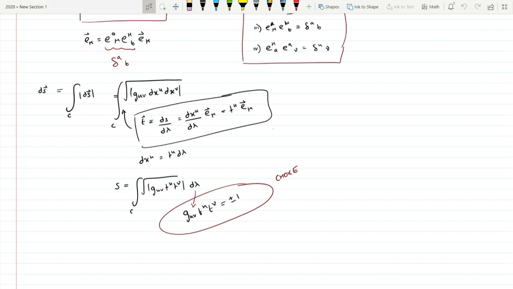If you've chosen this particular value of lambda, you may have read about this if you've done any GR before. This particular parameter is known as the affine parameter. Has anyone heard of this word before? Nope. Okay, but it's a very important parameter. If you've parameterized your curve this way, it simplifies the formulation for finding the distance between two particular points.